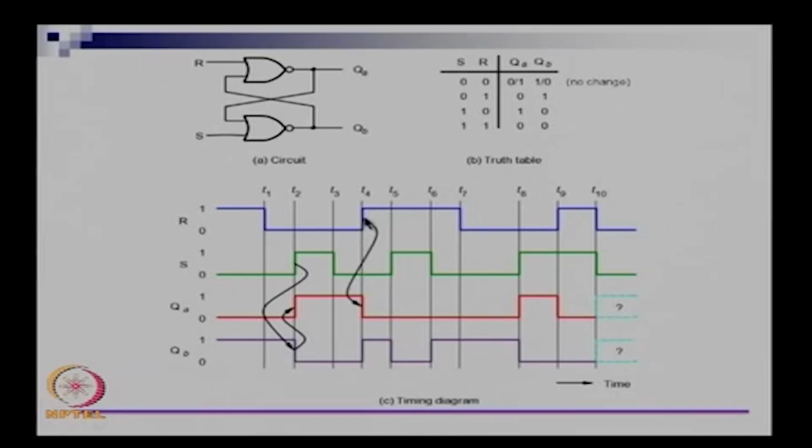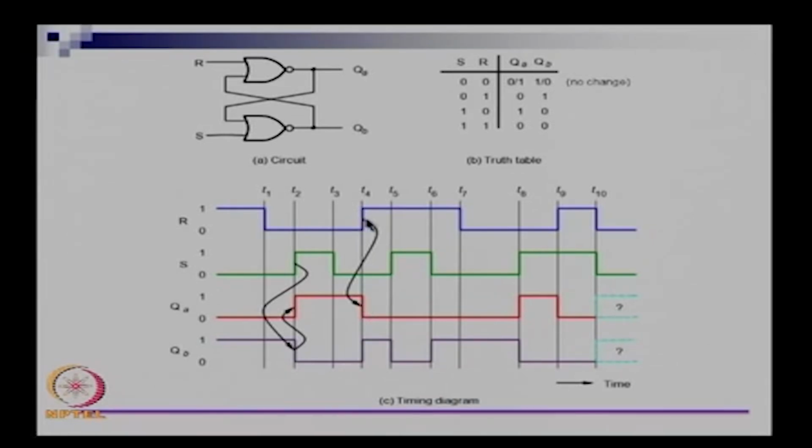So, if R goes to 1, what is the effect of that? When R goes to 1, it will have an effect on QA, because QA is R NOR QB, right. So, if R goes to 1, it does not matter what QB is, QA will go to 0 because of the NOR gate there. So, you can see the cause and effect here. The cause is the tail of the line and the effect is the head of the arrow. So, the tail of the arrow is here and the head of the arrow is here.